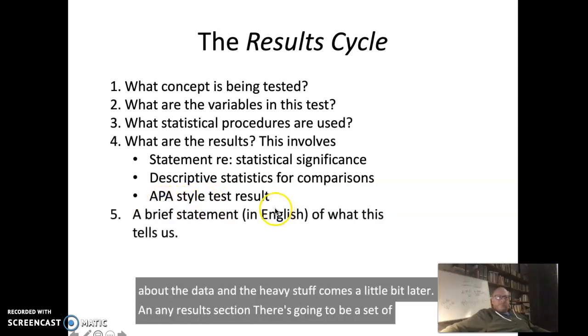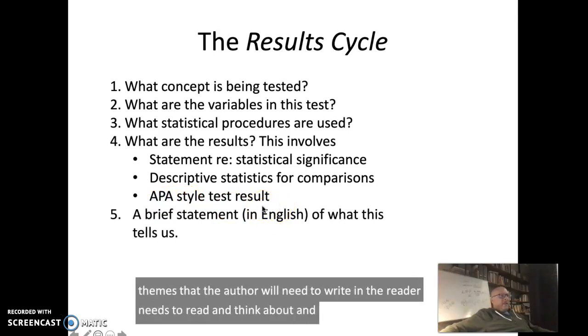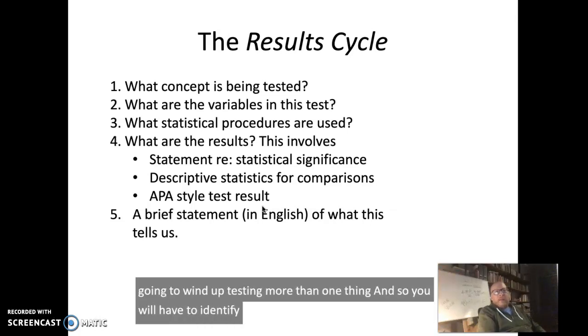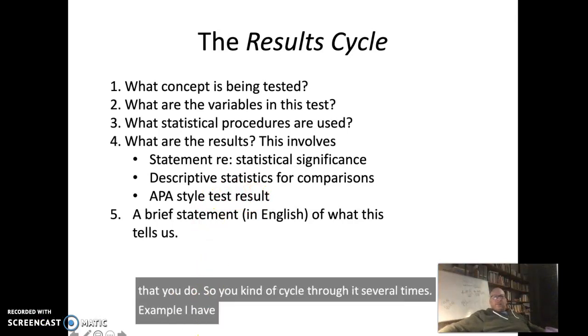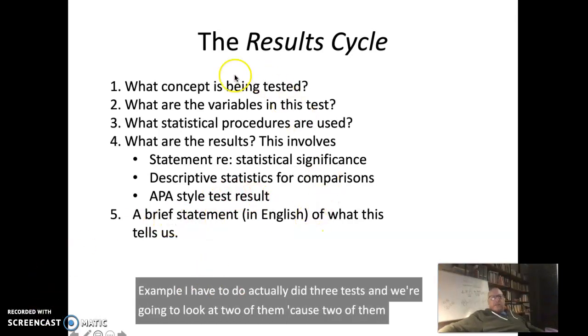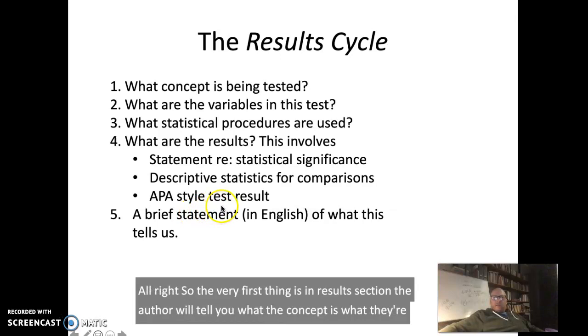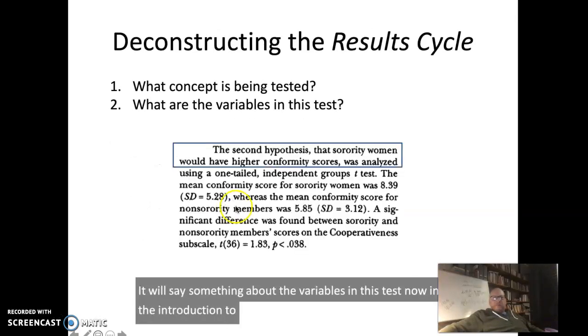So, finally, there's a brief statement about what the result of the test means. And keep in mind that the results section is just telling you what the data show. There's usually a section that follows that talks more deeply about the implications of it. All right, so those are the 5 things for each test, and it's a cycle because most studies will go through that more than once with various tests. All right, so let's take a look here at an example.